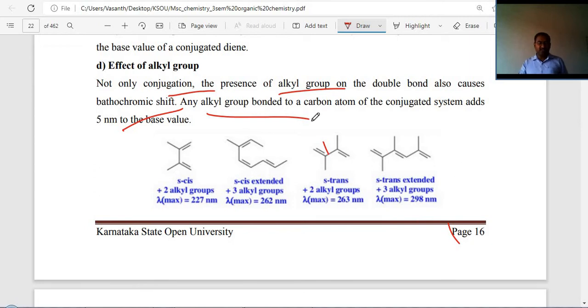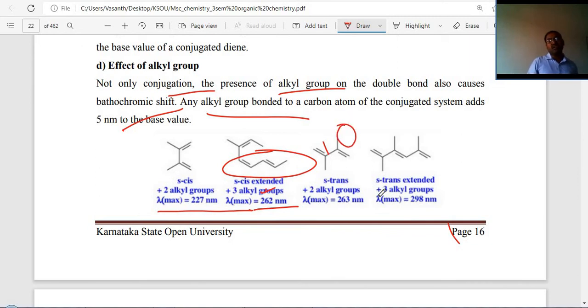Just see here, this alkyl group here, 227, this is the conjugated group, one is extended, that is what alkyl group. 263, here also two alkyl groups. 263, the trans extended three alkyl groups, that is lambda maximum 298 nanometer.